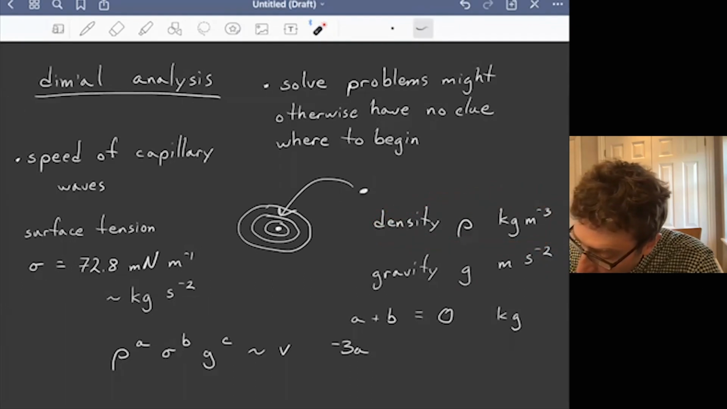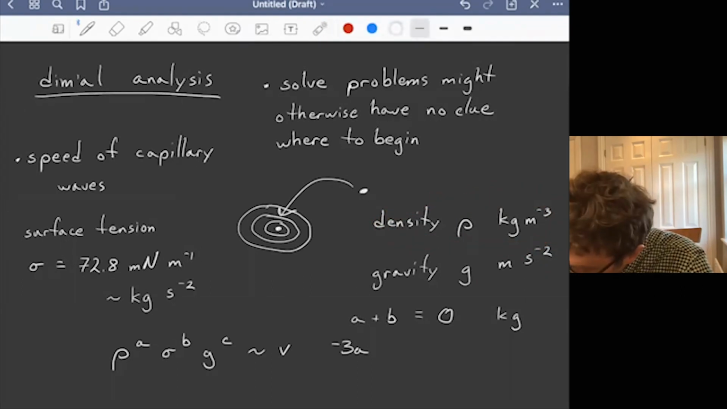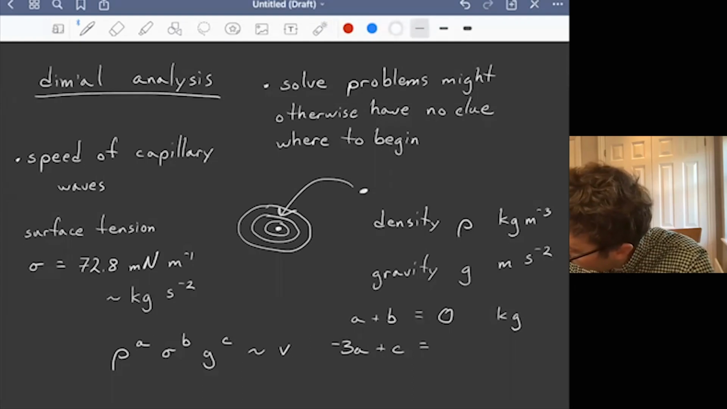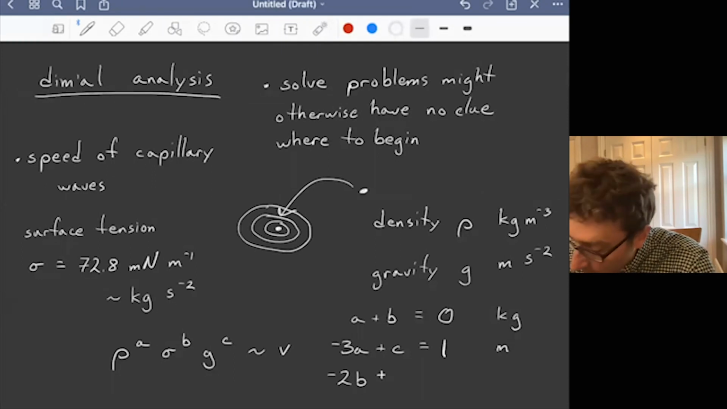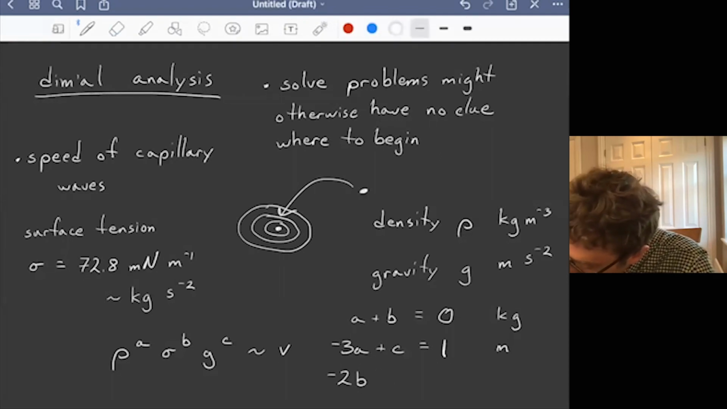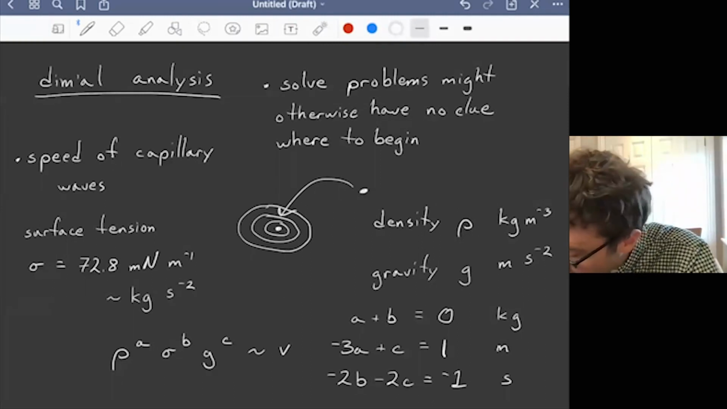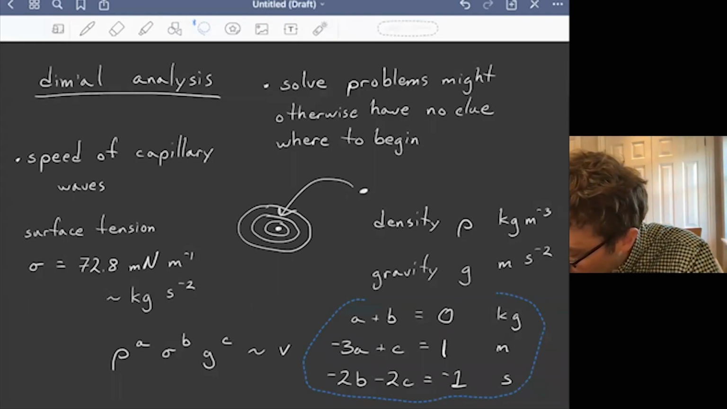And then what else do I have? I've got plus c from the acceleration due to gravity. And this had better sum to 1. This is the constraint on meters. And then finally, for seconds, I have minus 2b from the surface tension, minus 2c, equals minus 1 from the seconds. So I ought to be able to find an exact solution. We can do that in probably real time here. Let's just copy this onto the next page.